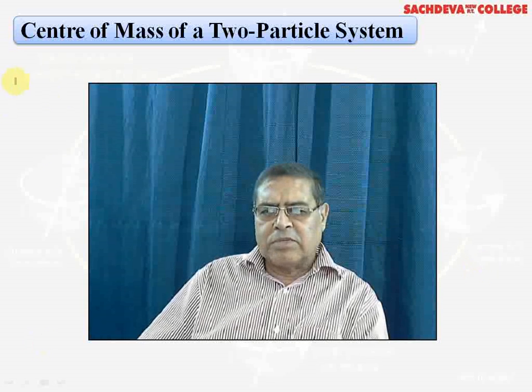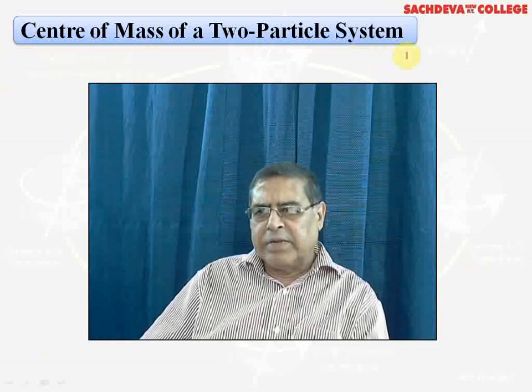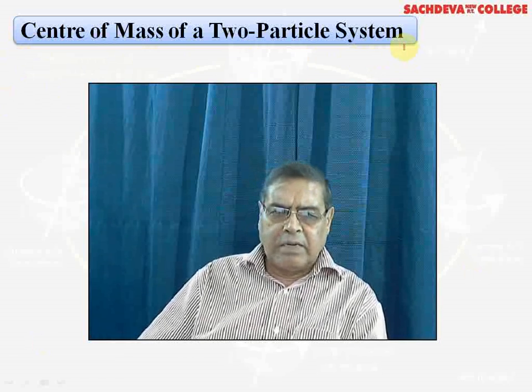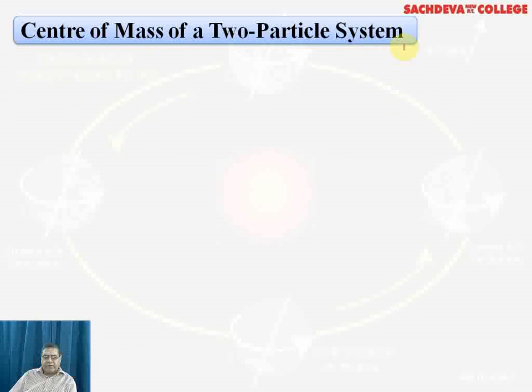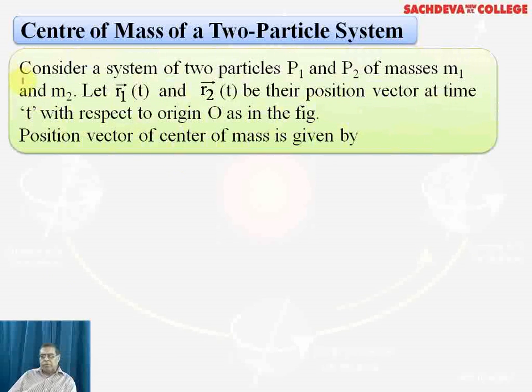Now, center of mass of two particle system. Now we consider not many particles, just two particles, and then we have to decide about the center of mass. So now we are considering the particles P1 and P2, and their masses are supposed to be M1, M2, and R1(t) and R2(t) are their position vectors at time t with respect to origin as shown in the figure.